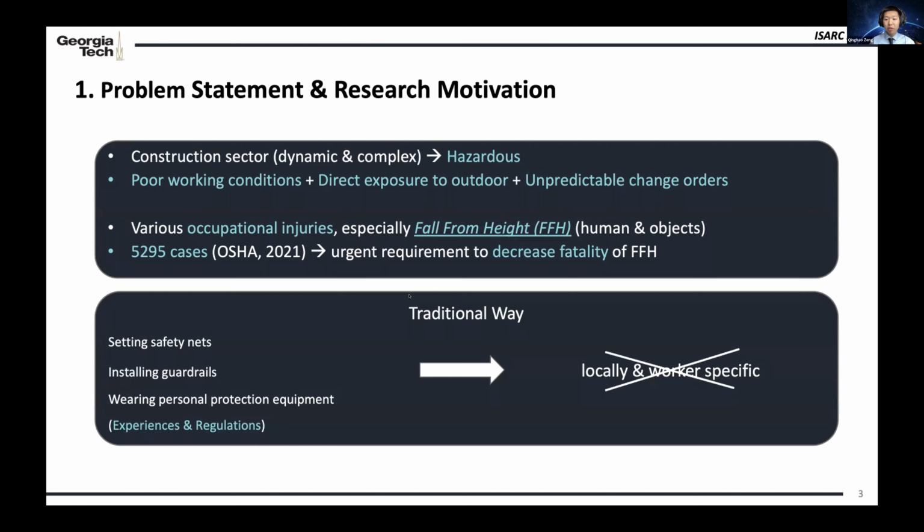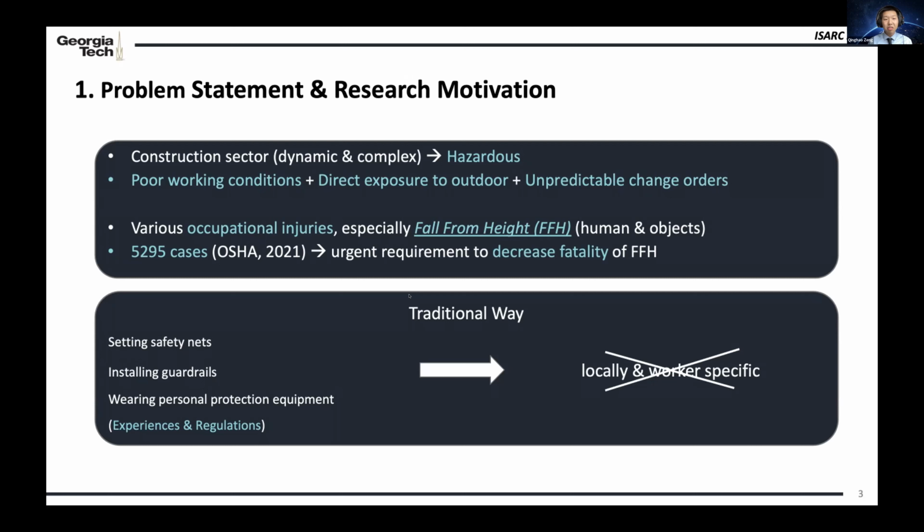As we all know, the construction sector within the industrial world is specifically hazardous due to its dynamic and unexpected working conditions. As concluded by numerous researchers, the poor working conditions, direct exposure to the outdoor environment, and also the unexpected change orders are the 3 main contributors to the current situation, which lead to various occupational injuries, especially the fall from height, known as the FFH accidents, concerning falling objects and also the human.